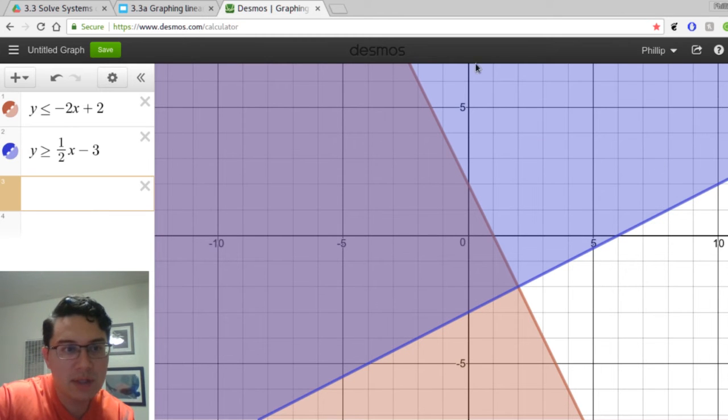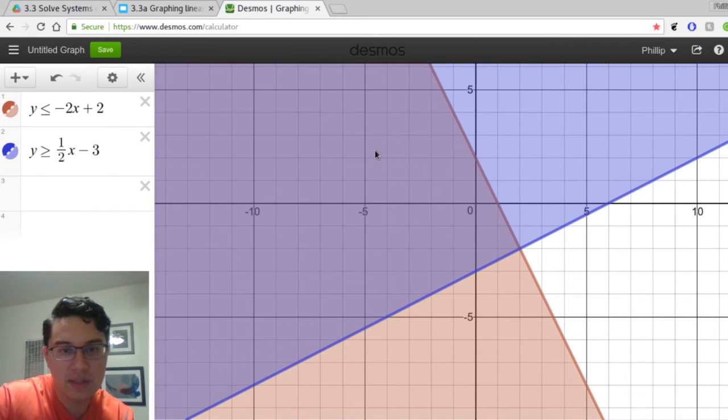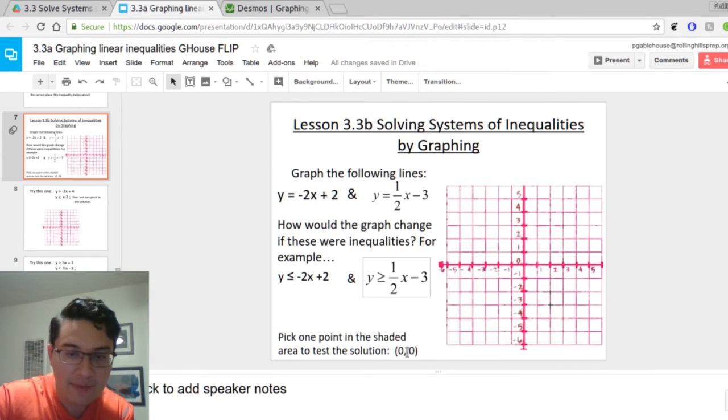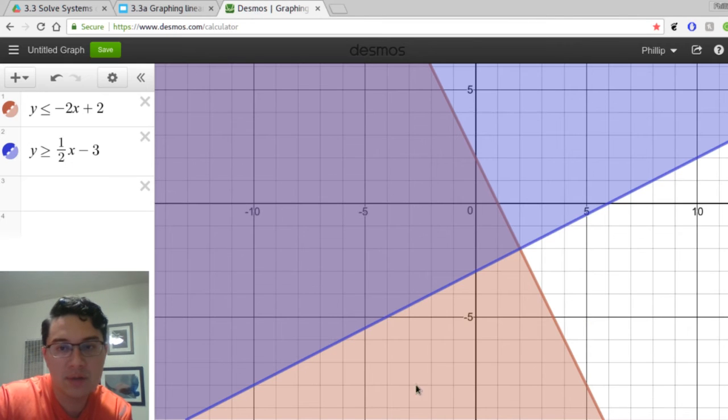So we've got the red region here for greater than or equal to 1/2 x minus 3, and the blue region for negative 2x plus 2. And then the light purple region that we have over here is the overlap of those two inequalities. What we're looking for when we check an answer is all the values that satisfy both inequalities. The point we have on here is the origin, 0, 0. 0, 0 does exist within the purple region, and I can pick any value in this overlapped region. Let's check to make sure we did it correctly.